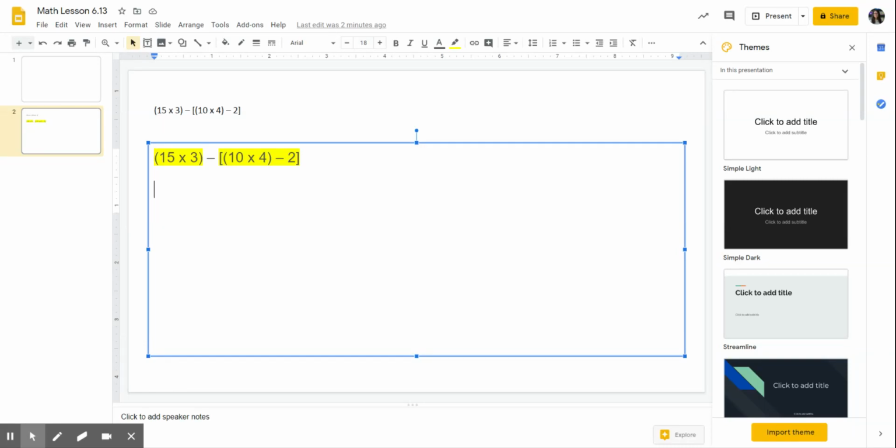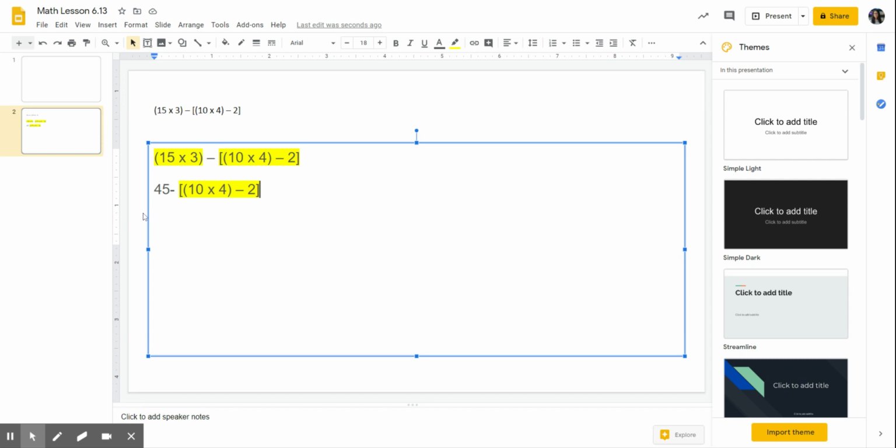So the very first thing you should notice here is that we have two groups. We have 15 times 3 in one group, and then we have a second group here, 10 times 4 minus 2. But within this second group, we have a nested group. We have 10 times 4 in parentheses. So the first thing we're going to do is solve for our first group.